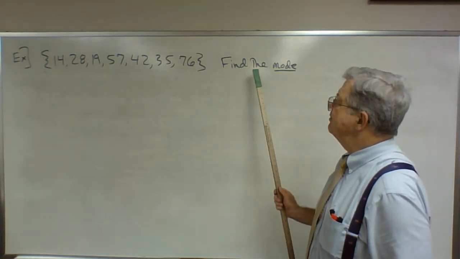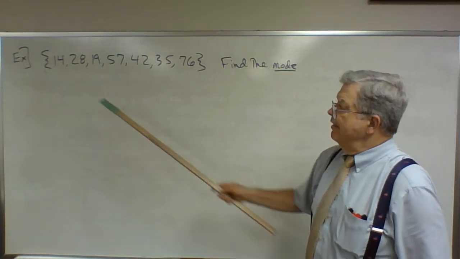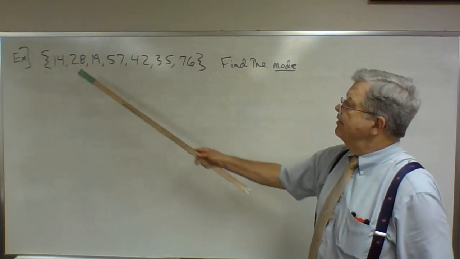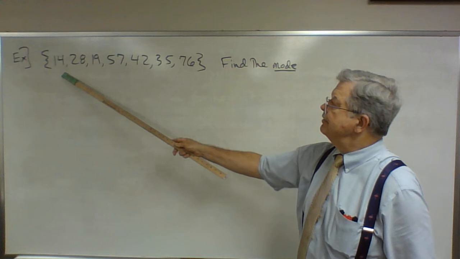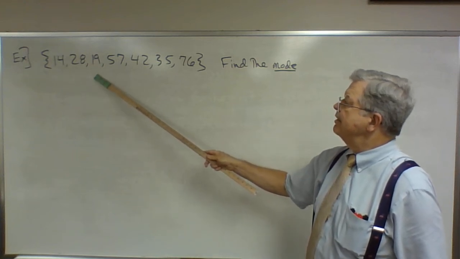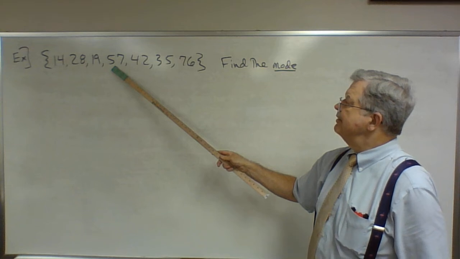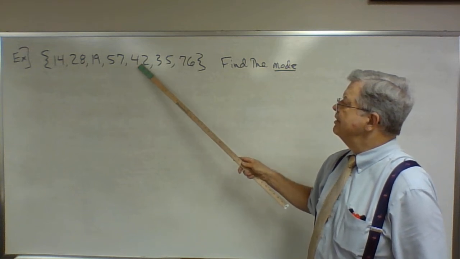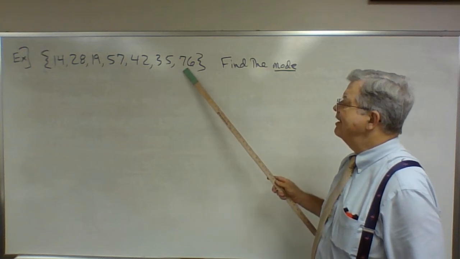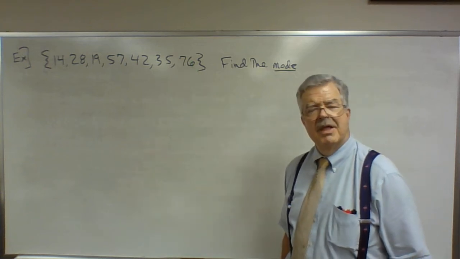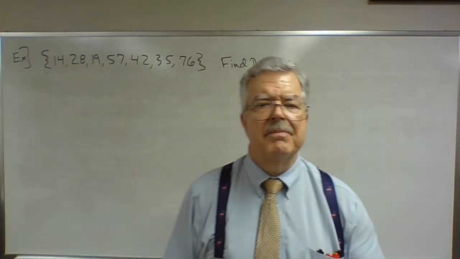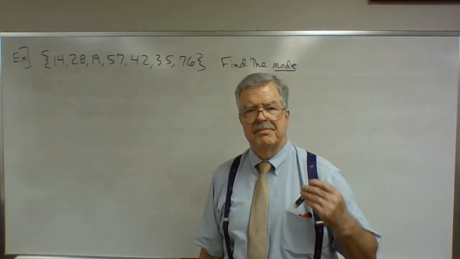Another example, find the mode. There are 7 data values here. 14 occurs once, 28 occurs once, 19 occurs once, 57 occurs once, 42 occurs once, 35 occurs once, 76 occurs once. None of these data values occur more than once.